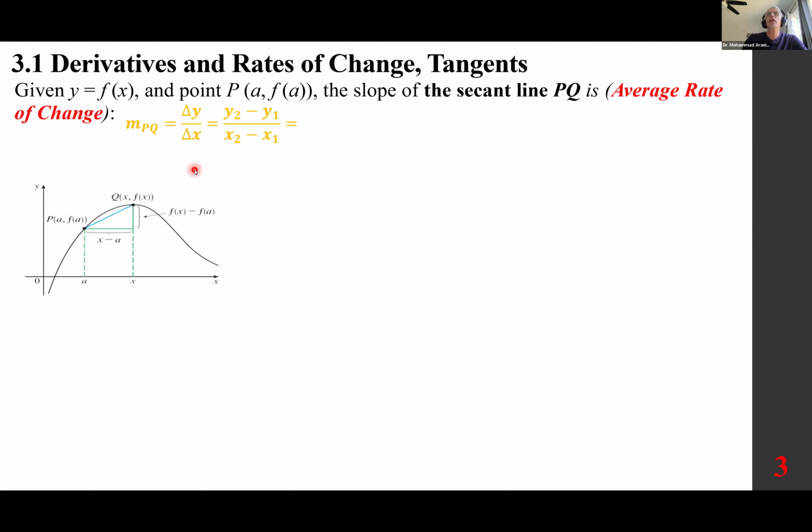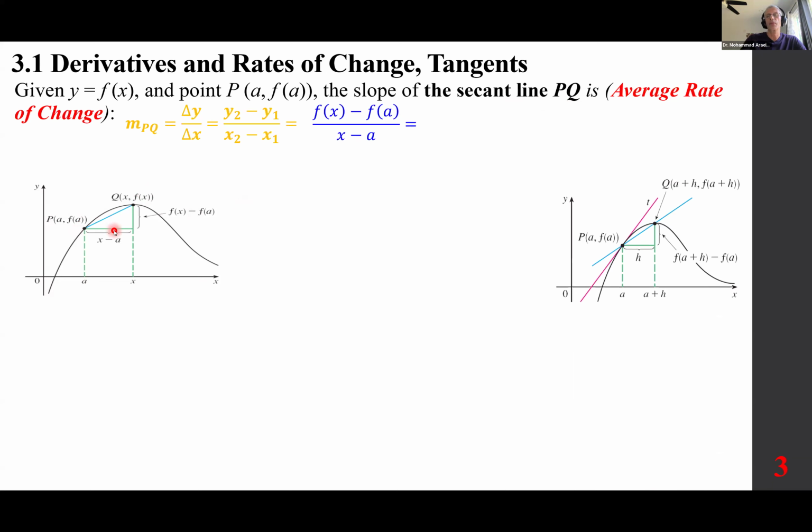The slope of any line, rise over run, is y sub 2 minus y sub 1 over x sub 2 minus x sub 1. So in this graph, with these pairs, it becomes f of x minus f of a over x minus a. In this graph, with these pairs, it becomes f of a plus h minus f of a over a plus h minus a, which becomes h.